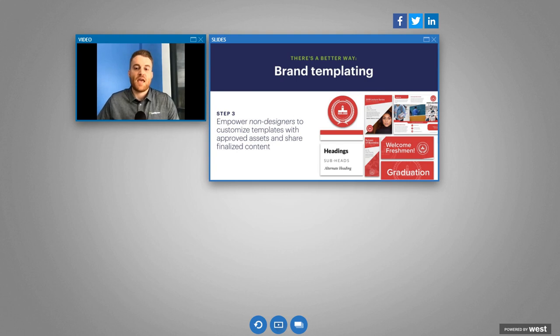Okay, next step. Last step here is to then, once you have those templates and approved assets and they've been locked down, you share them out and you empower non-designers to customize those templates with the approved assets and then share that finalized content. This is the step that probably involves the most internal process changes and mindset shifts in order to be successful. So there are many employees or staff members who are going to be very excited about their opportunity to play designer, if you will, and create some content on their own.